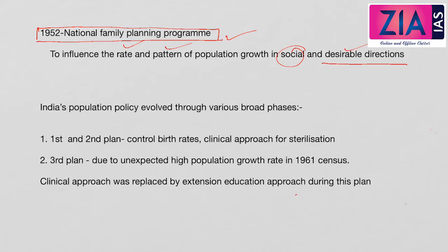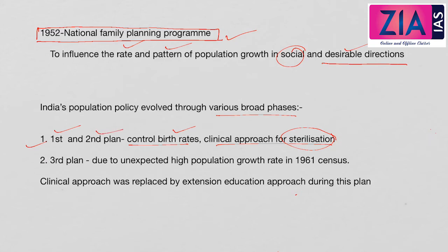Now let's see. India's population policy evolved through various broad phases. We'll see it with reference to the five-year plans. In the first and second plan, controlling birth rates and a clinical approach to sterilization were the two measures adopted. So what was focused on? First, control of birth rates, and the clinical approach of sterilization was introduced in the first and second plan.